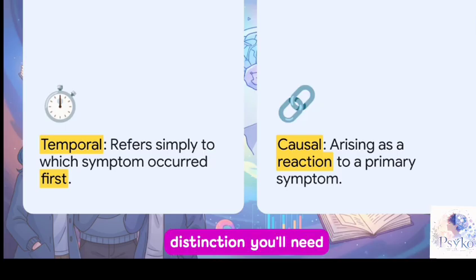Another major distinction you'll need to make is whether symptoms are primary or secondary. Now, this can mean temporal, like literally just tracking which symptom happened first, or it can be causal. For instance, say a patient starts hearing accusing voices, and as a direct reaction to that terrifying experience, they develop a delusion that they are being hunted by persecutors. In that case, the delusion is a secondary symptom. It popped up directly as a reaction to the primary pathology.